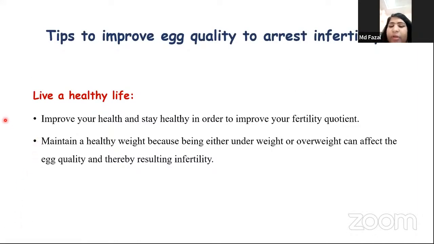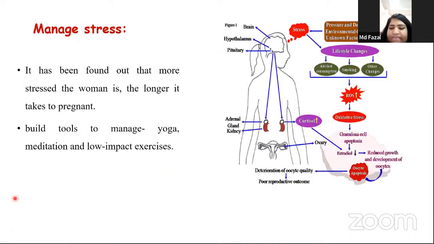So how to improve the egg quality? Live a healthy lifestyle, maintain a healthy weight. Next. Manage stress, because pregnancy is opposite to stress. As the stress increases, pregnancy runs away from you. Next.